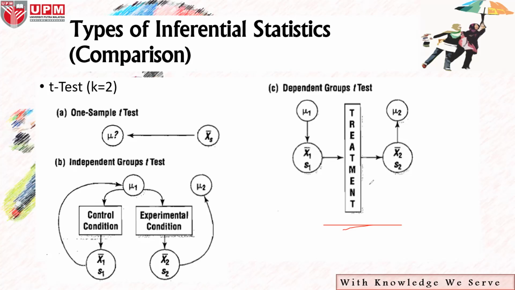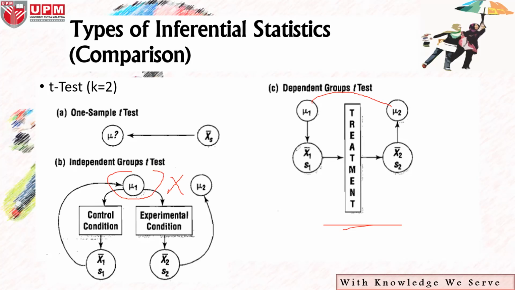Pre and post, right? Pre and post. This is called the dependent sample t-test, where the first group's first result and the second result depend on each other. Ada perkaitan ni. Kalau yang ini dia tak ada kaitan. Yang ini dia ada kaitan, before and after. Faham?